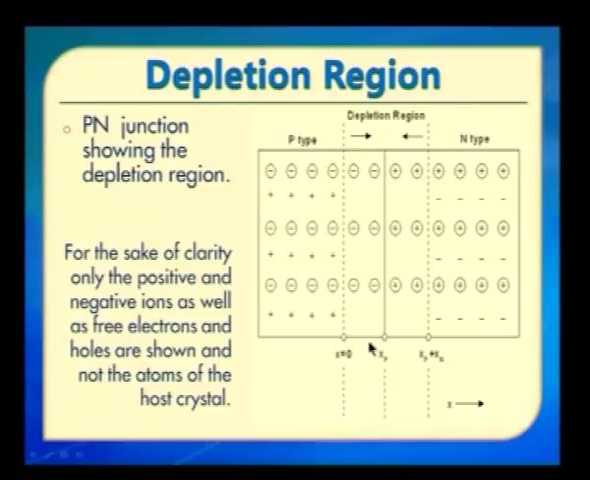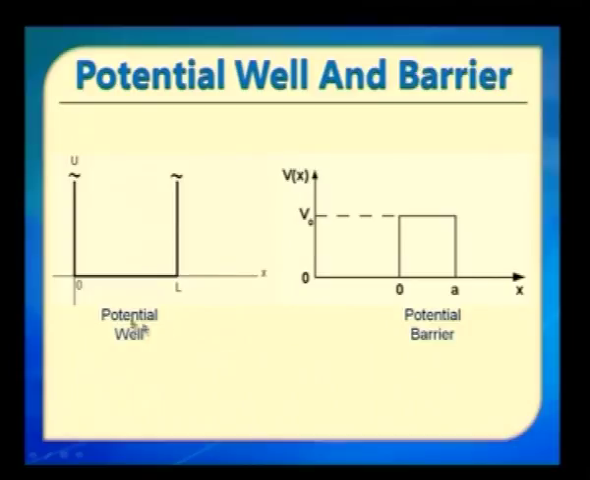So, for the minority carriers, you should remember the junction region will act as a potential well. So, you should be able to distinguish between a potential barrier and a potential well. So, I will go through the pictures wherein you will find what you should know about the potential well and the potential barrier. This is a potential barrier.